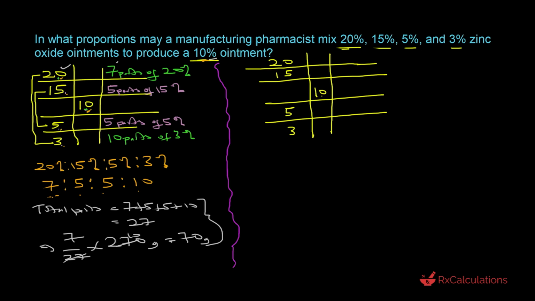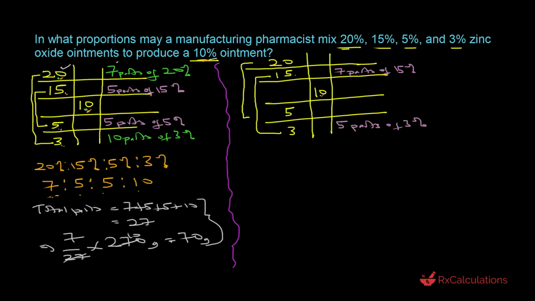So now here, what you can do is you're going to take the 15, the 10, and then the 3 as the first set. And then subsequently, we will do the 20, the 10, and then the 5. So for the first set, you're going to take the 10, subtract from that the 3, and you're going to end up with 7. And that is 7 parts of the 15%. And then you do the 10, subtract that from 15, that gives you 5. And so you have 5 parts of the 3% ointment. So that'll be the first pair.